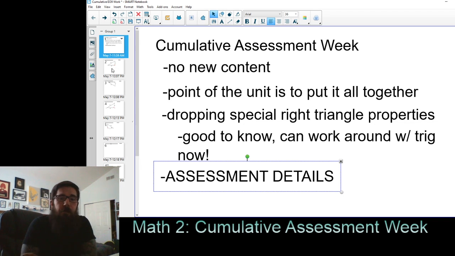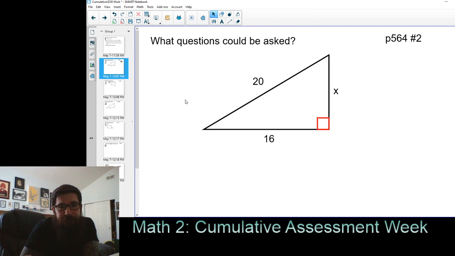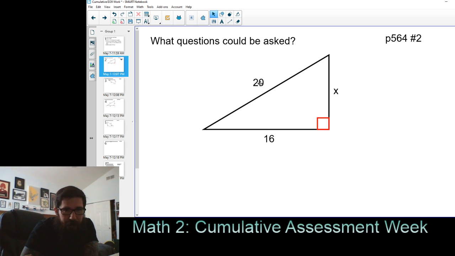So I want to cover a few things and a little bit of thinking here, and then we'll let you get to your assignment. This is page 564, number 2. If I gave you a question like this, we've got this triangle here with a 20, a 16, and an x. What questions might you think could be asked?